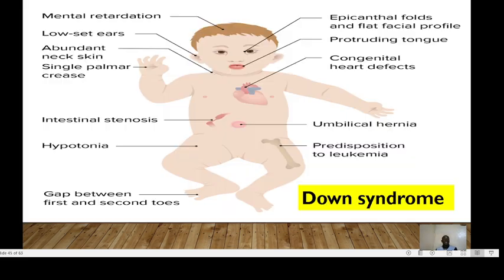All right. So we have the mental retardation. We could have low set ears. Then we have abundant neck skin tissue, single palm crease, intestinal stenosis, hypotonia, and a gap between the first and second toes. We have predisposition to leukemia, umbilical hernia, congenital heart defects, protruding tongue, epicanthal folds, and flat facial profile. All right.